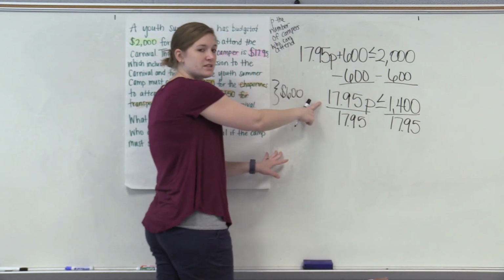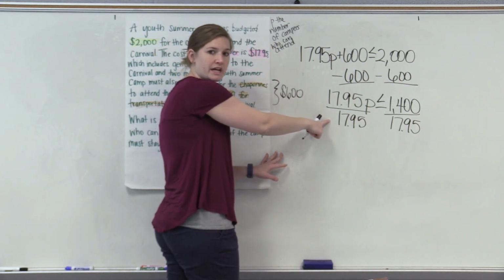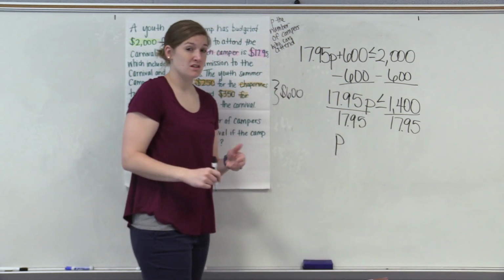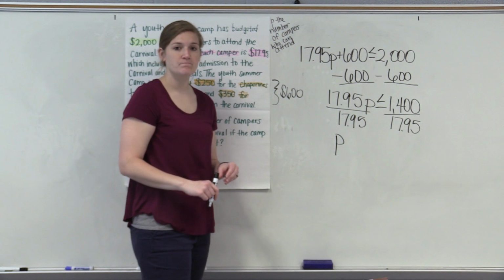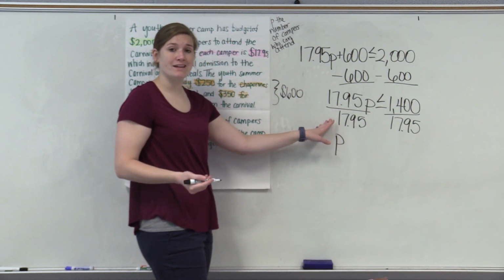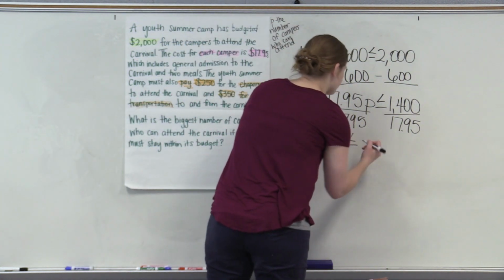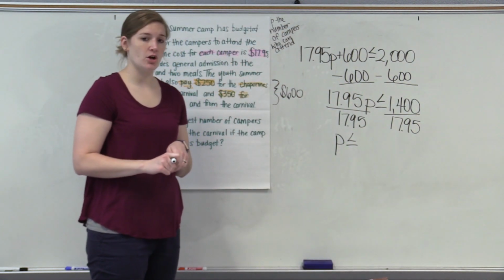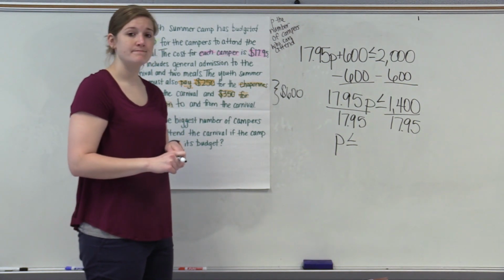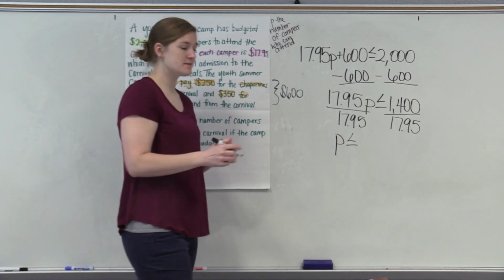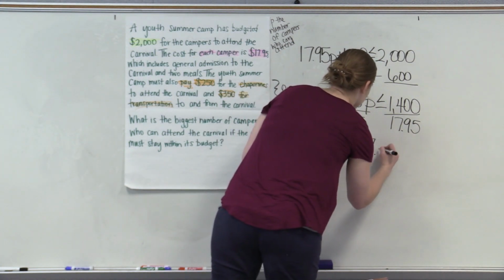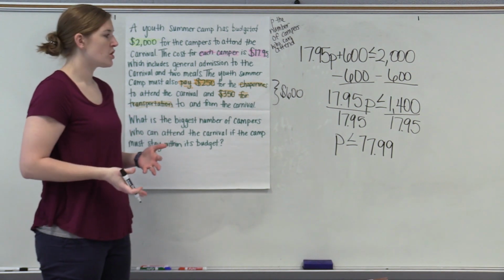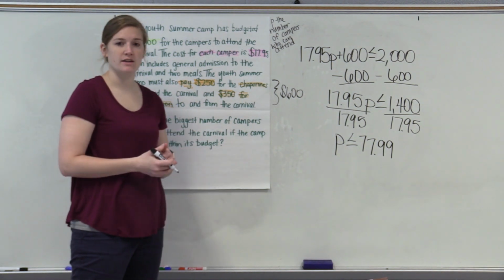Now, $17.95 divided by $17.95 is 1. Just leaves me with P. How about this inequality symbol? Is it going to be reversed? Nope, it's not. We didn't multiply or divide by a negative number. We keep that inequality symbol the same. Now we've got 1,400 divided by $17.95. So when you do that division, you get 77 and 99/100. Good work. I'm going to pause for just a couple seconds in case you need to jot any of that down.